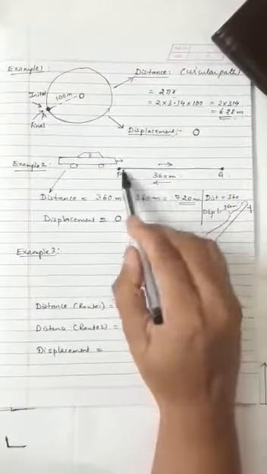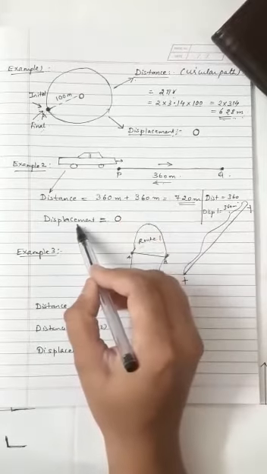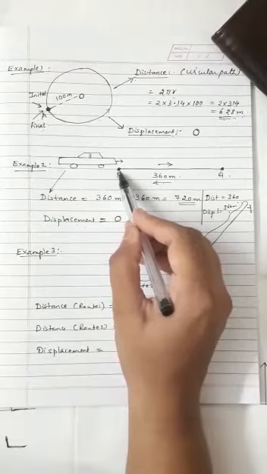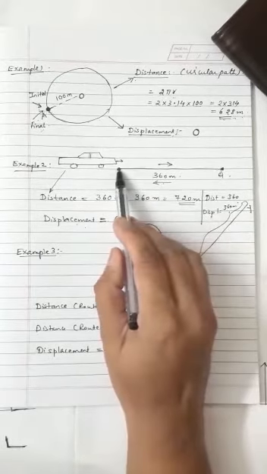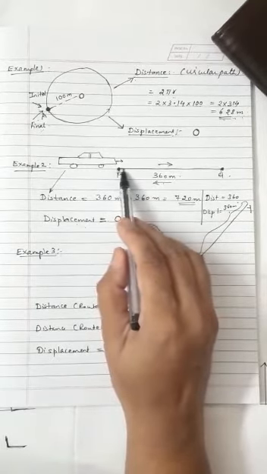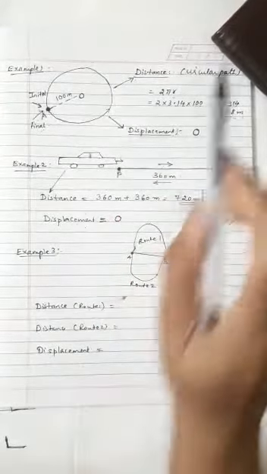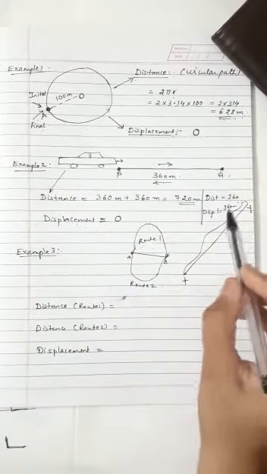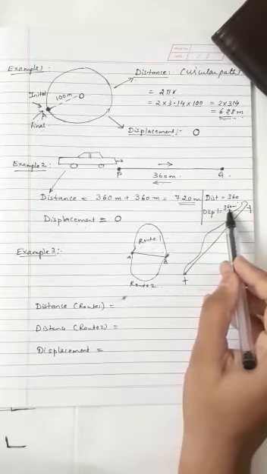But when I consider the forward direction as well as the backward direction, when I calculate displacement, my starting and the ending point becomes the same. Whereas when I calculate displacement along only one direction, that is along the forward direction, then in that case my starting point is P and my ending point is Q. So in that case my displacement is 360.